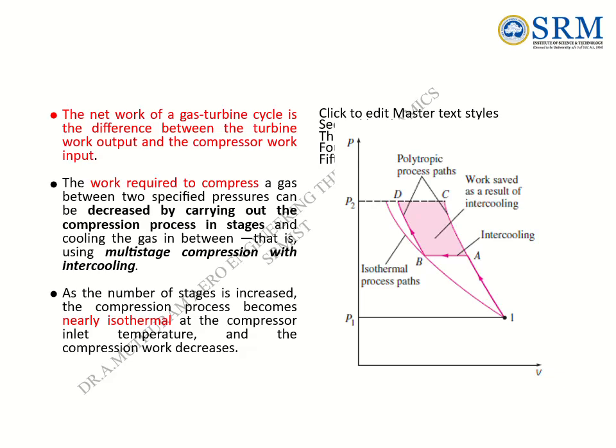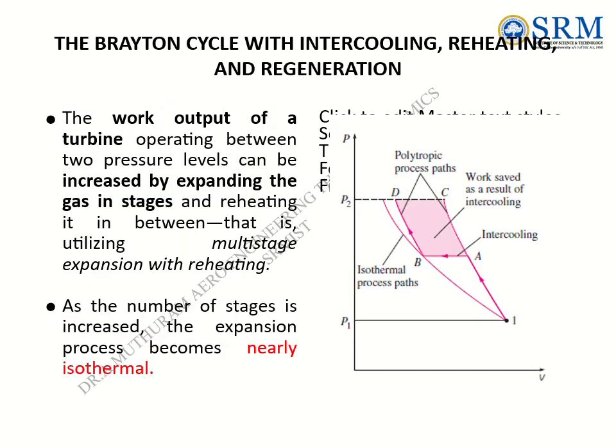The work required to compress a gas between two specified pressures can be decreased by carrying out the compression process in stages and cooling the gas in between, that is, using multistage compression with intercooling. As the number of stages is increased, the compression process becomes nearly isothermal at the compressor inlet temperature, and the compression work decreases. The work output of a turbine operating between two pressure levels can be increased by expanding the gas in stages and reheating it in between, that is, utilizing multistage expansion with reheating. As the number of stages is increased, the expansion process becomes nearly isothermal.